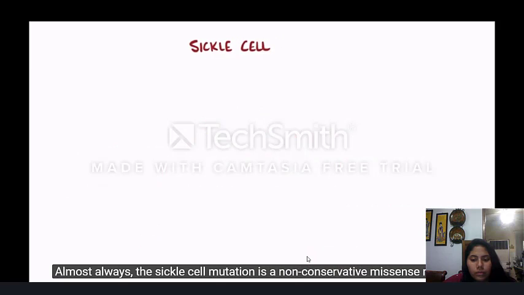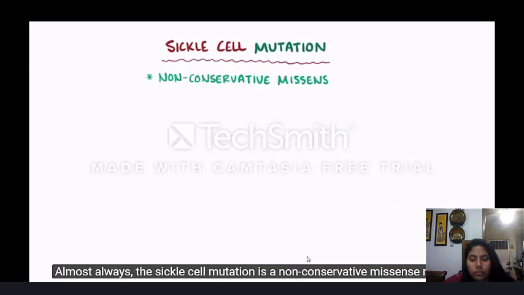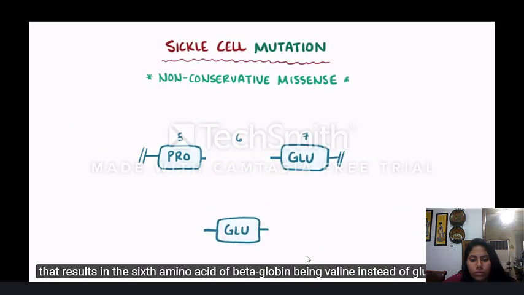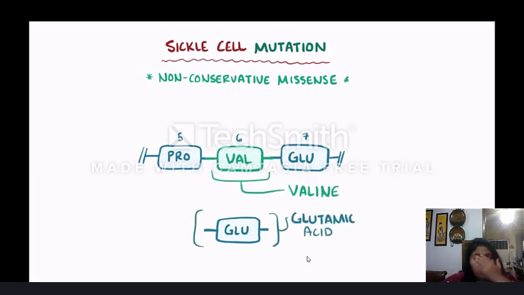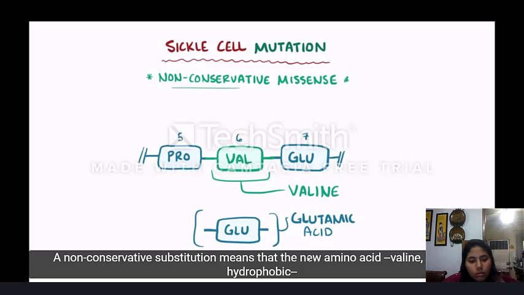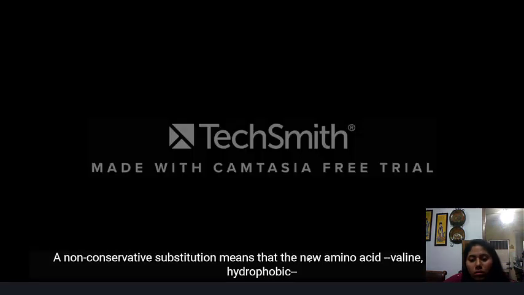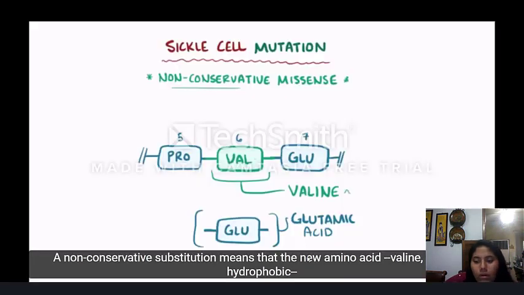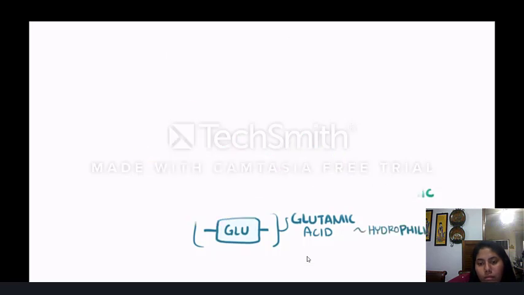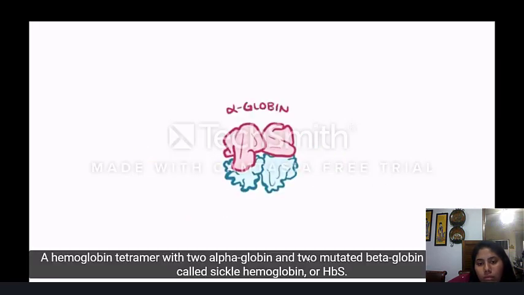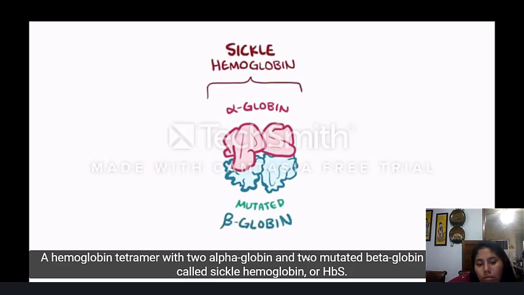Almost always, the sickle cell mutation is a non-conservative missense mutation that results in the 6th amino acid of beta globin being valine instead of glutamic acid. A non-conservative substitution means that the new amino acid, valine, which is hydrophobic, has different properties than the one it replaced, glutamic acid, which is hydrophilic. A hemoglobin tetramer with 2 alpha globin and 2 mutated beta globin proteins is called sickle hemoglobin, or HbS.